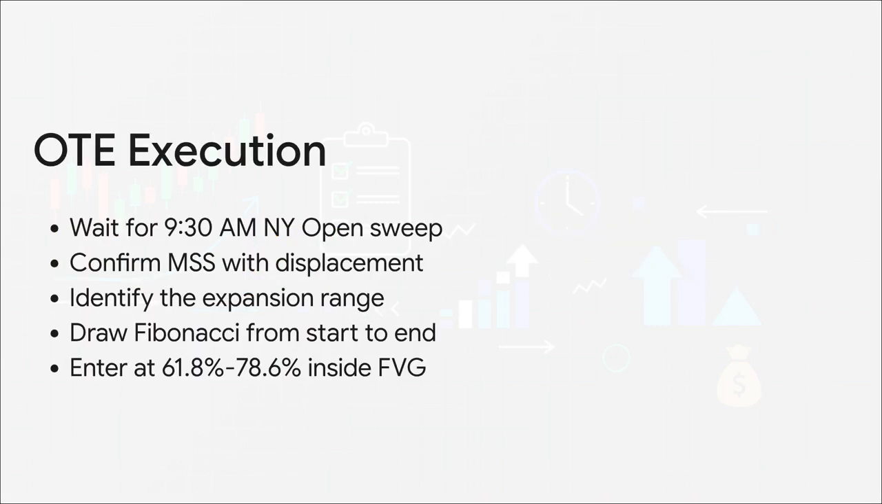Let's walk through a concrete case study together. Say it's 9:30 a.m., the New York Open. First, you watch price manipulate and sweep the London low liquidity pool. Boom, the trap is sprung. Then price surges violently upward, creating a full-bodied market structure shift and leaving that crucial fair value gap. You then take your Fibonacci tool, draw it from the very bottom of that surge to the very top. You set your limit order right where that fair value gap overlaps with your 61.8% to 78.6% optimal trade entry zone. Boom. You just traded perfectly in sync with the banks.